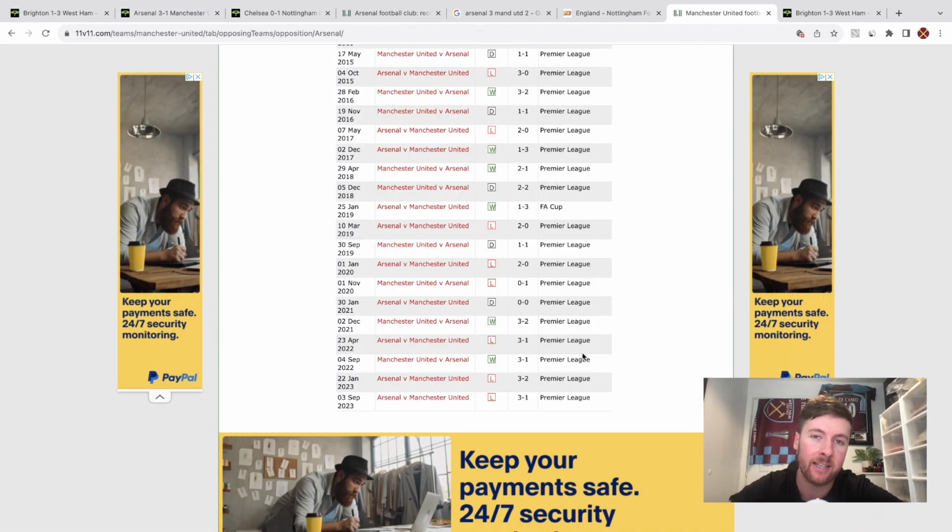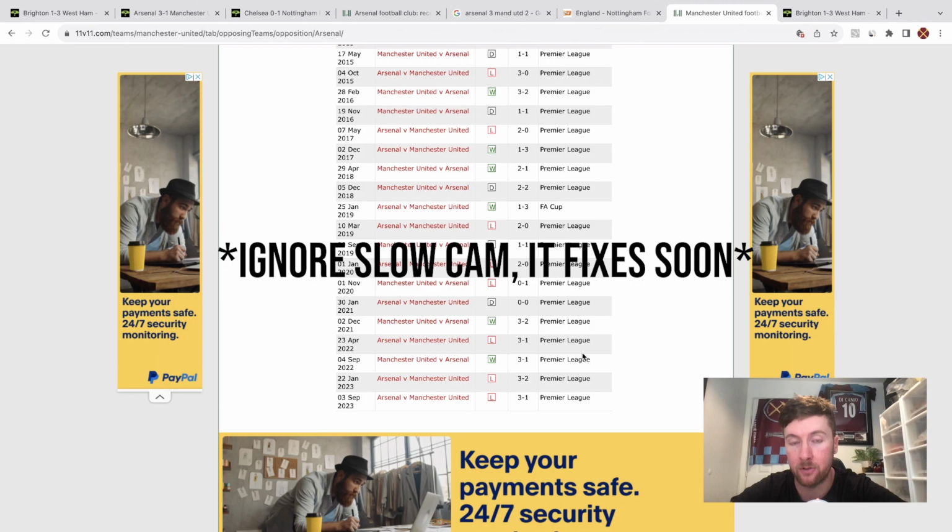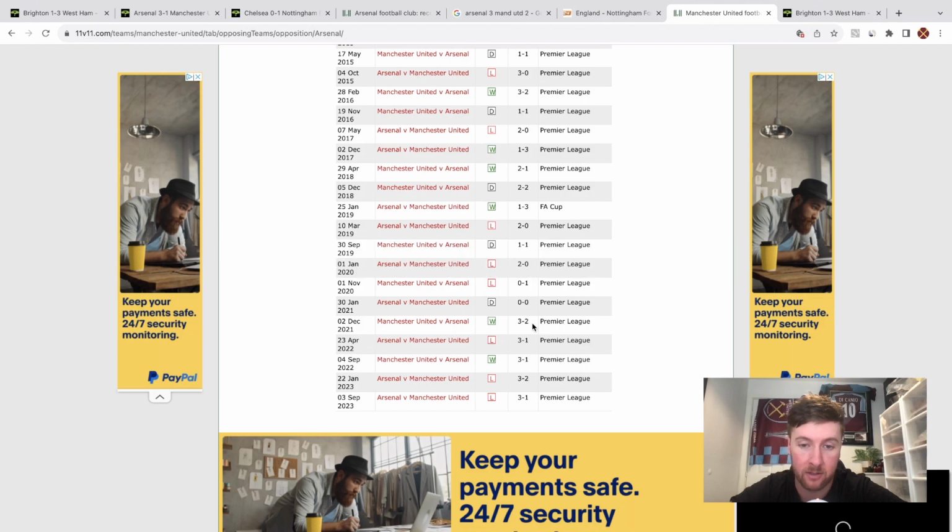And then another stat which backed up my idea that there would be another goal is their past head-to-heads. So if we look from the 2nd of December all the way till the 22nd of Jan, look how many goals there's been. So there's 5, 4, 4, 5. There's always goals. And this game is currently 1-1. It's very attacking. It's looking very likely.